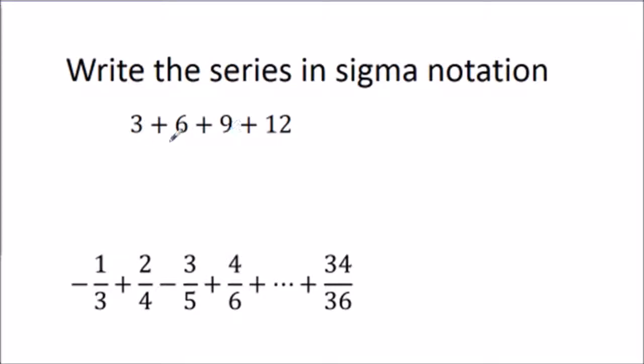Okay, 3, 6, 9, 12. Pattern is we're adding 3 every time. So what do we expect to see? Okay, I expect to see 3n. Okay, let's double check it. If you plug in a 1, 3 times 1 is 3. Check. If you plug in a 2, 3 times 2 is 6. Check. Okay, so we're good.